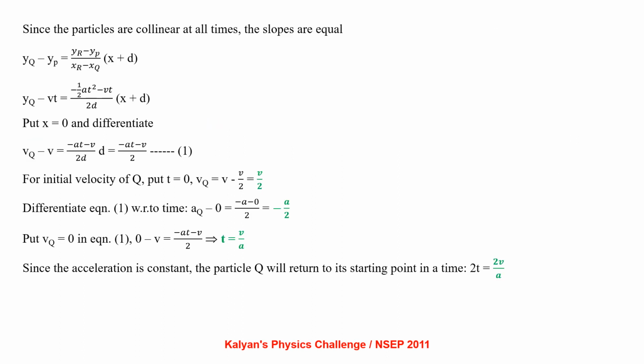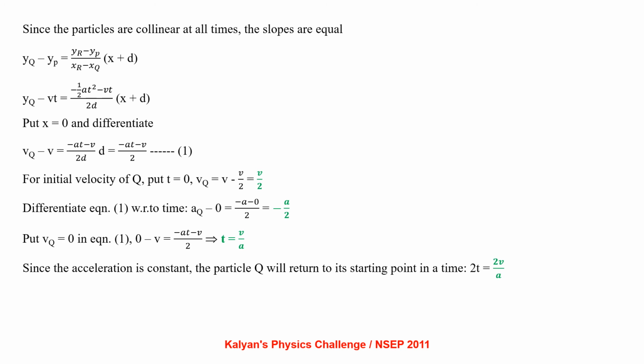Since the particles are collinear at all times, the slopes are equal. So (yq minus yp) equal to (yr minus yp) by (xr minus xp) of (x plus d). That gives yq minus vt equal to (minus half at square minus vt) by 2d of (x plus d). Putting x equal to 0 and differentiating, we have vq minus v equal to (minus at minus v) by 2d into d, which simplifies to (minus at minus v) by 2.